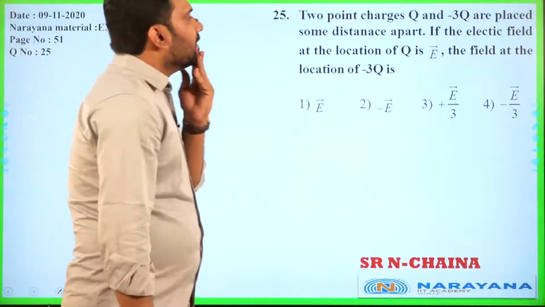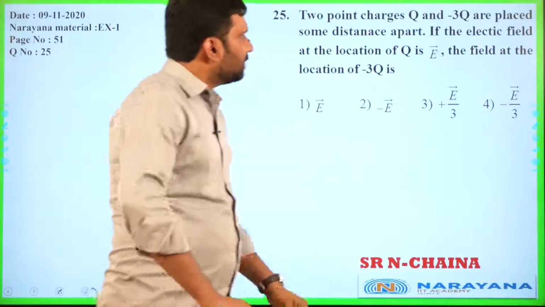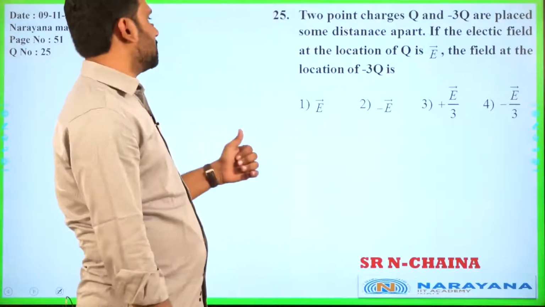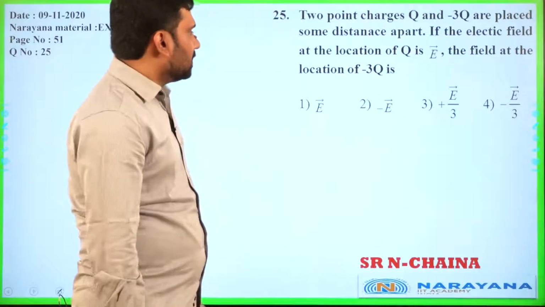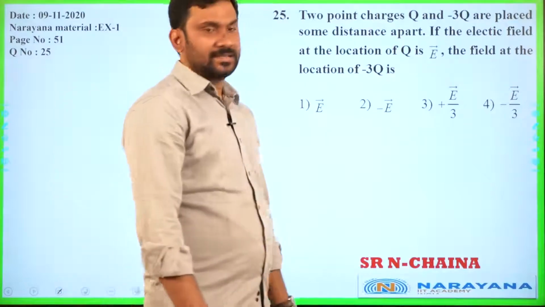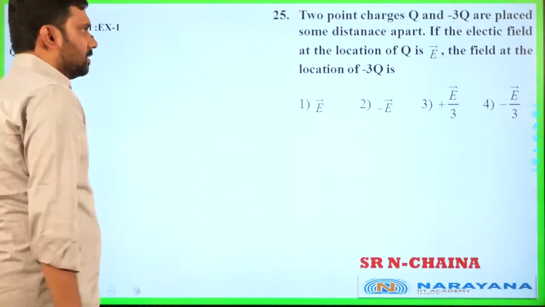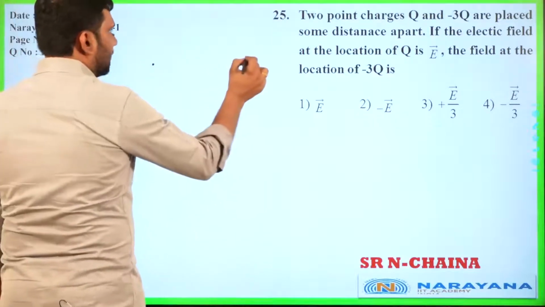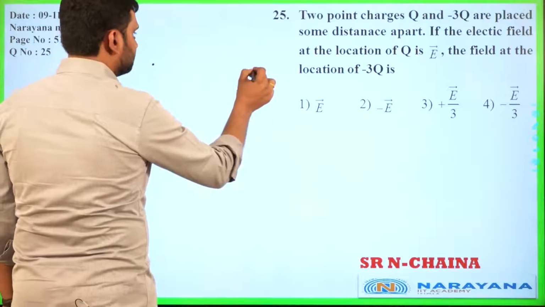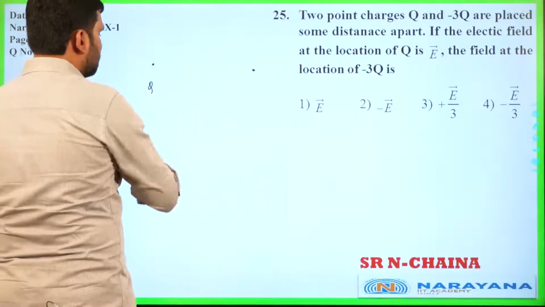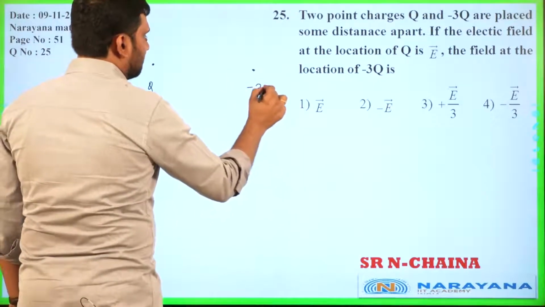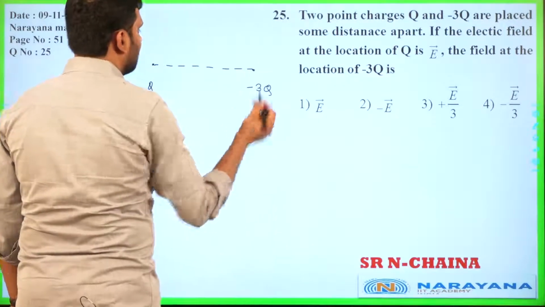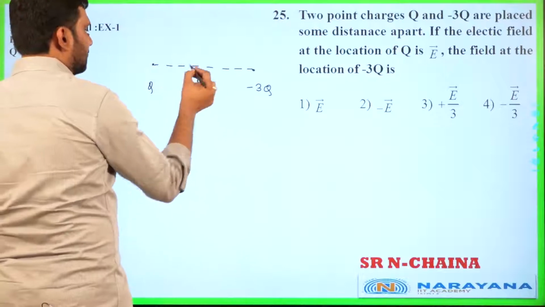Now, next they are saying there are 2 point charges Q and minus 3Q placed some distance apart. If the electric field at the location of Q is E vector, the field at the location of minus 3Q is... Okay. This is a delicate question. Not difficult. It's actually a very easy question. You take, there are 2 point charges. So this is Q and this is minus 3Q. Let us say this is distance R. Alright.